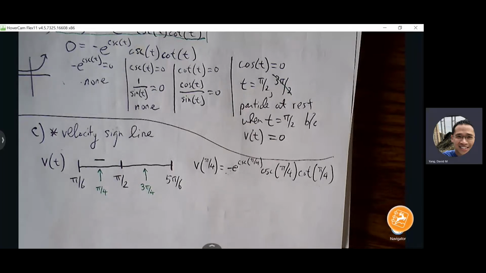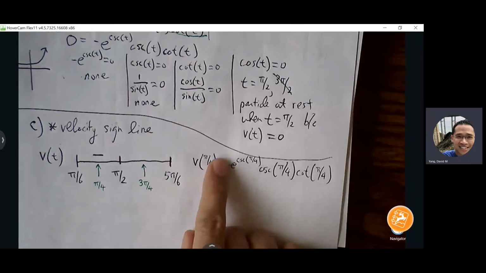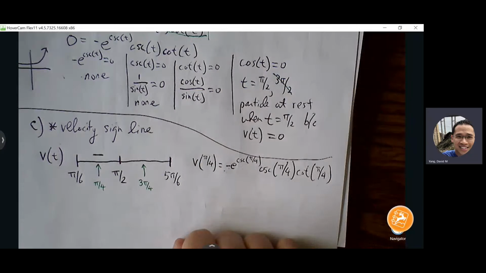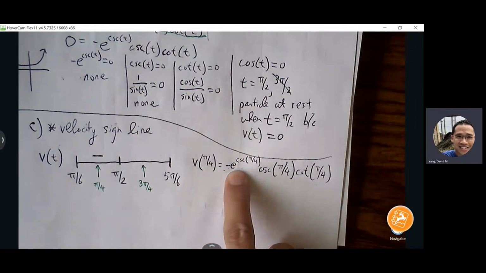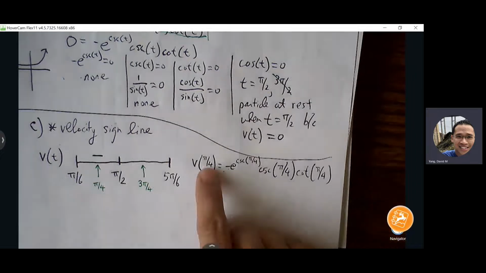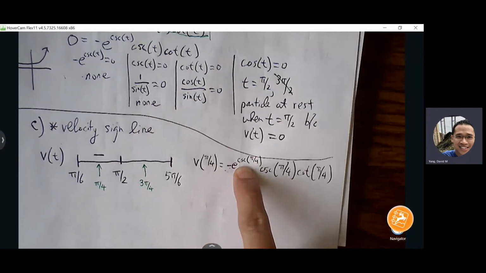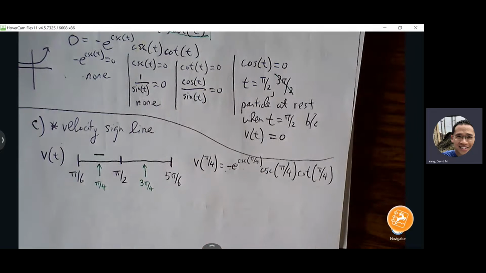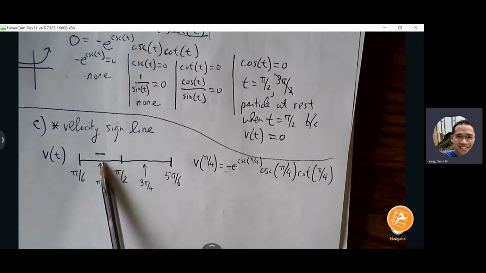Yeah, e raised to any power, or e raised to anything, is always going to be a positive value. Yeah, I'm treating the negative as a -1. So it's a -1 times a positive times a positive times positive. So there's only one negative, so that negative will cause all those terms to be negative.